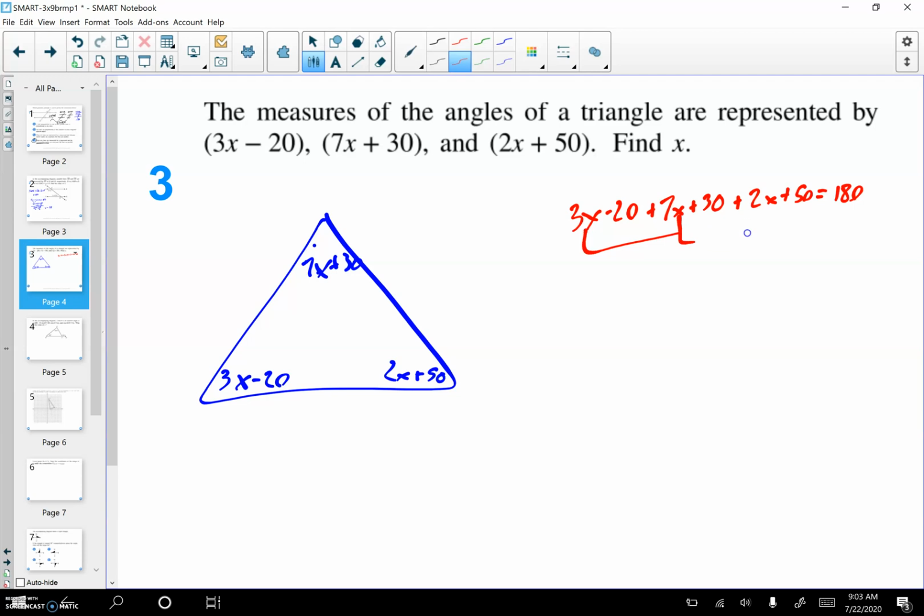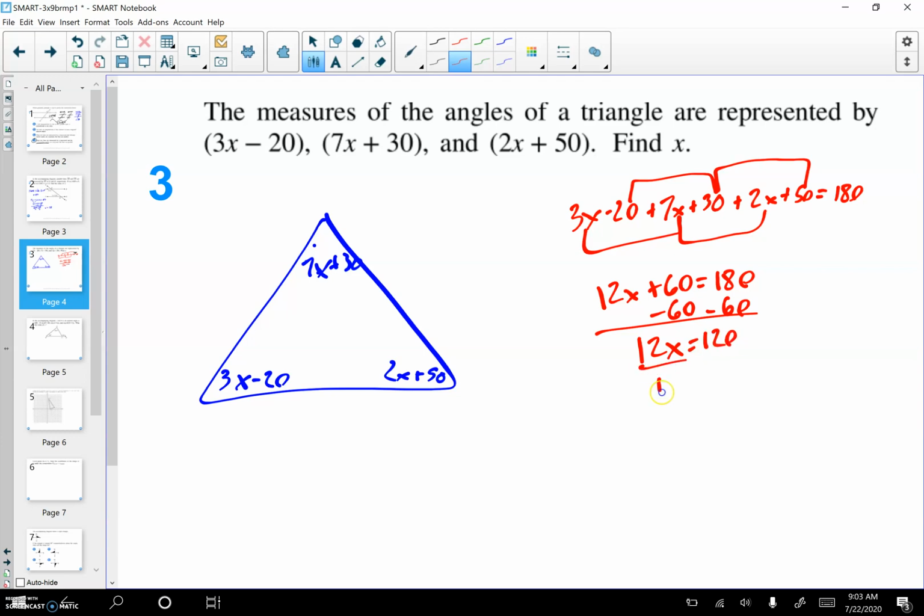So 3x, 7x, and 2x is 12x. Negative 20 and 30 is 10, and 50 is 60. Subtract the 60 from both sides. 12x equals 120. Divide both sides by 12. And x is 10. Okay, remember, just be careful if the question asks you to plug them in to get the actual angles.